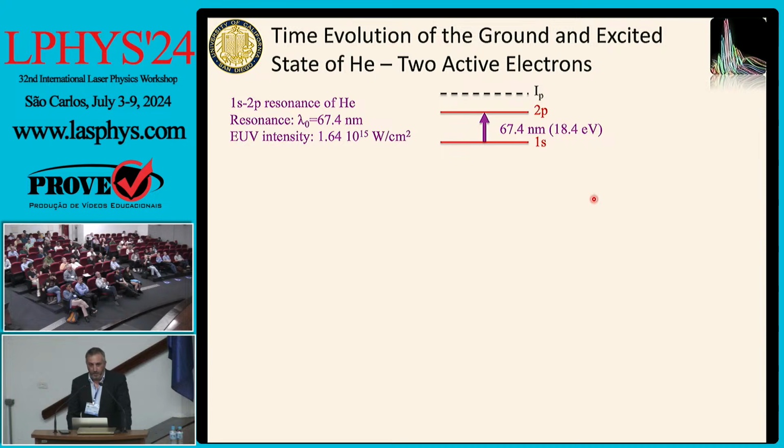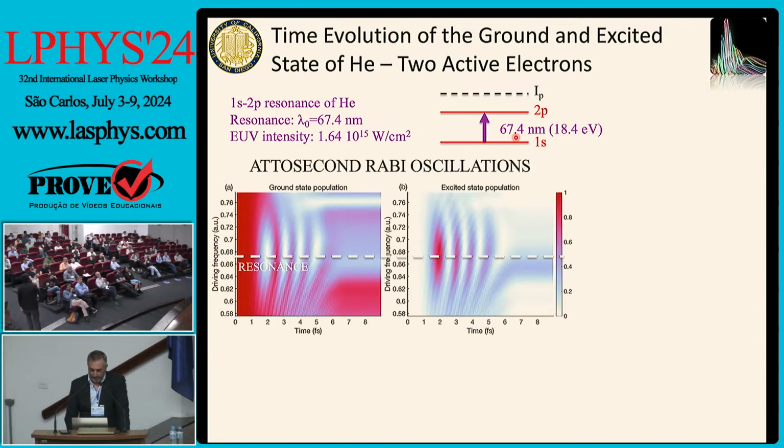So now I'm coming to the actual idea. We would like to hit the 1s to 2p resonance in the helium atom. This corresponds to approximately 18.4 electron volts, so our driving laser needs to be at approximately 67 nanometers.